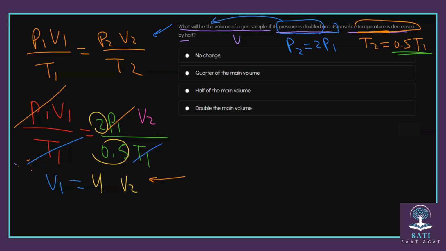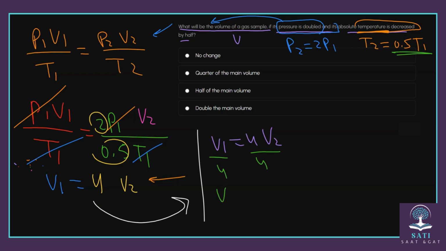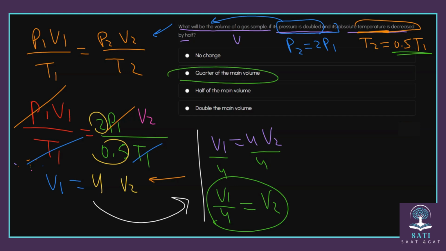So to find V2, what are you going to do here? As you see, it is V1 equals 4 V2. I'll divide both sides by 4 because my goal is to find V2. So I'll get V1 over 4, which is a quarter V1, equals V2. And this is the idea. So V2 equals a quarter of the original volume, V1. So I choose this one as the answer.